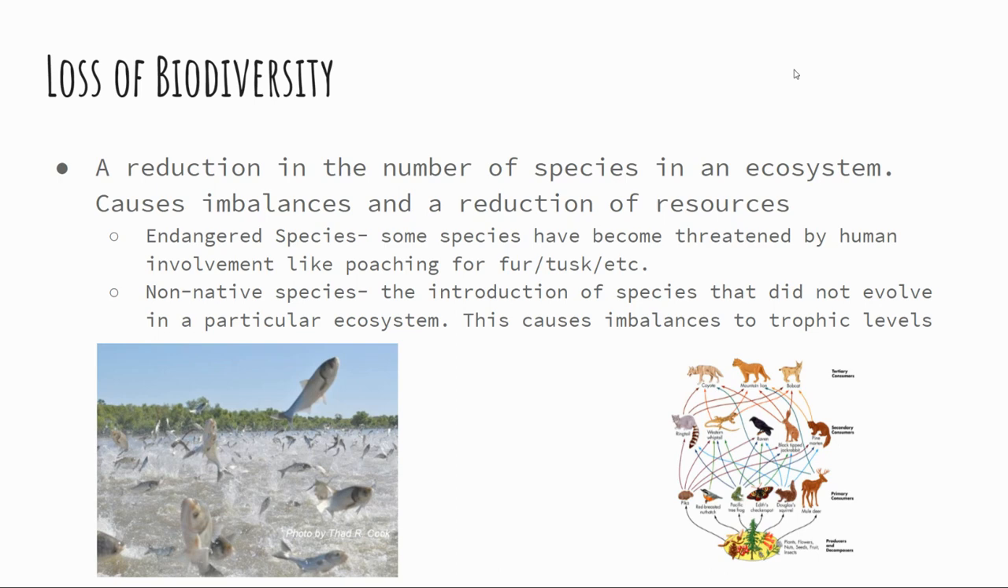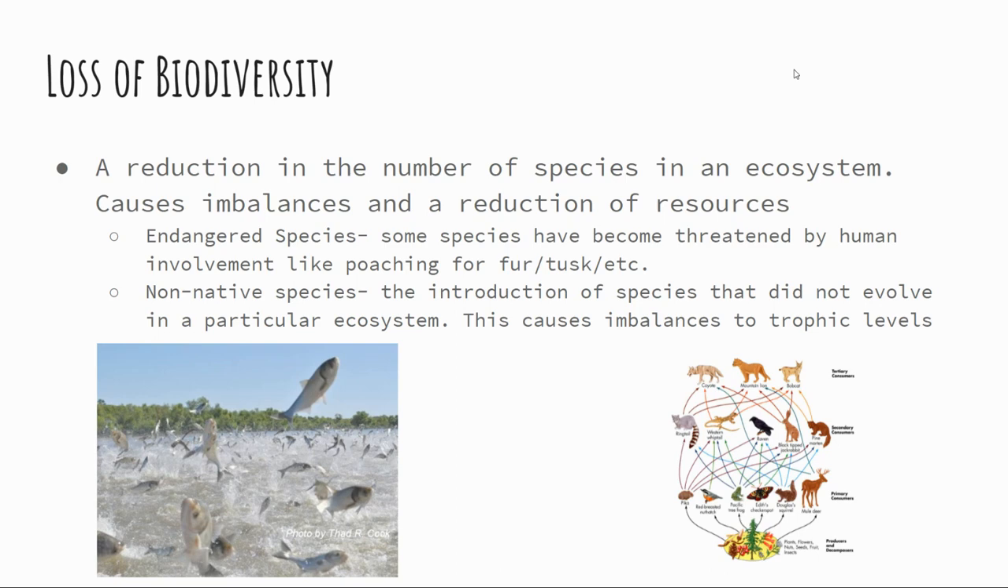You have endangered species, which are species that have become threatened by human involvement, like poaching for fur, tusk, etc. And also, humans have introduced non-native species, which are species that did not evolve in a particular ecosystem but are able to thrive in that ecosystem. And this causes an imbalance in that ecosystem's trophic level.